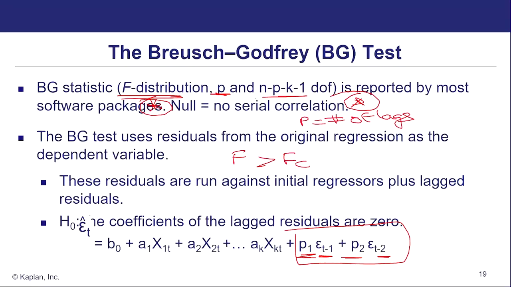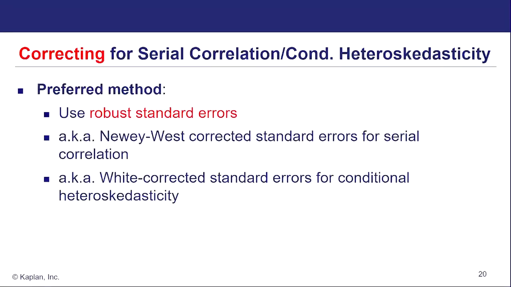Now, the Breusch-Godfrey does not specify positive or negative. Durbin-Watson does, but remember, we are not too worried about that test, at least as far as the exam is concerned. So all we have to do is recognize that Breusch-Godfrey allows for testing of serial correlation of multiple lags, and it is an F test with P, comma, n minus P minus K minus 1 degrees of freedom.